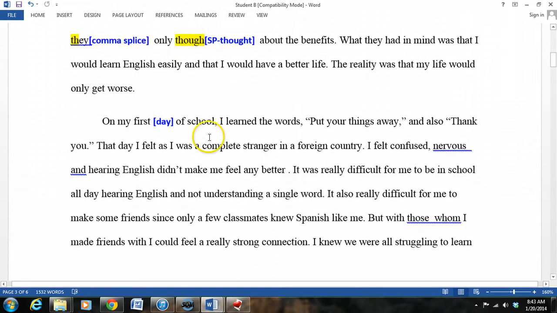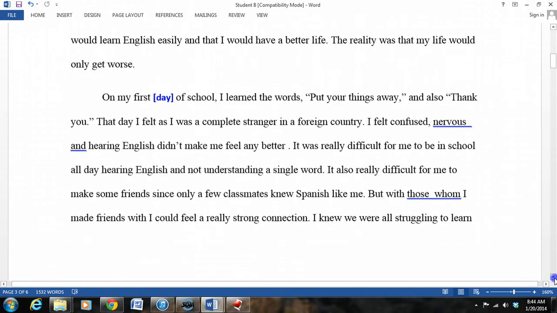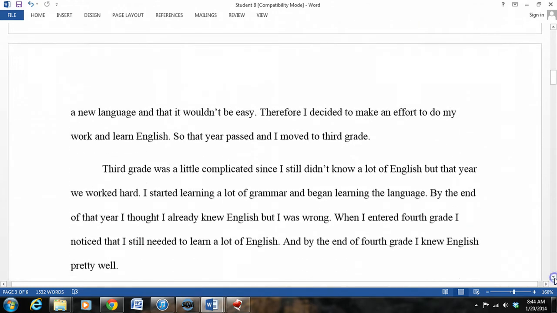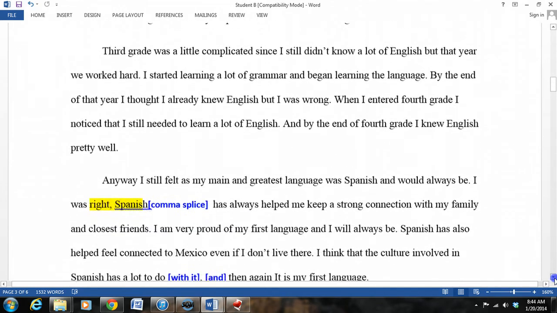Look at this error. The student wrote, "On my first of school." Now, I believe that the student knew that he or she should have written "on my first day of school," but I think this is a problem of proofreading. The student did not proofread this carefully. You need to proofread very slowly and very carefully to be sure you don't make errors like these. I put in the missing word there. You see that I insert in blue where there's a problem.